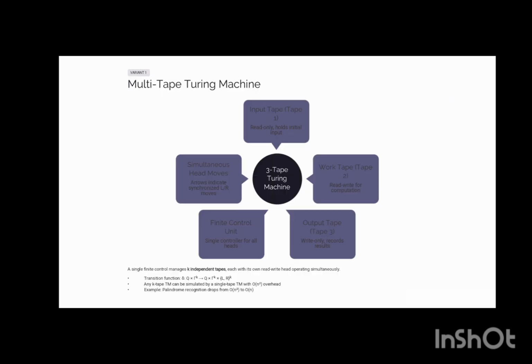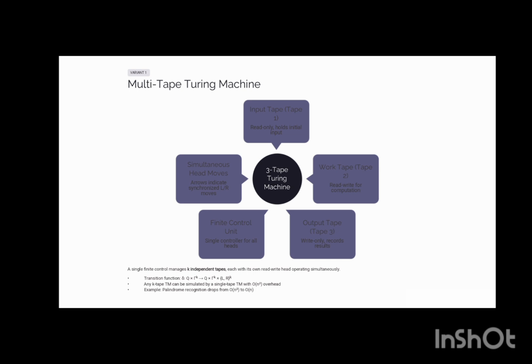In a multi-tape Turing machine, the finite control reads symbols from all k tapes simultaneously and writes to all of them in a single transition. The transition function maps a state and k inputs to a new state, k output symbols, and k head movements. Tape 1 typically holds the input, read only, while subsequent tapes serve as workspace.